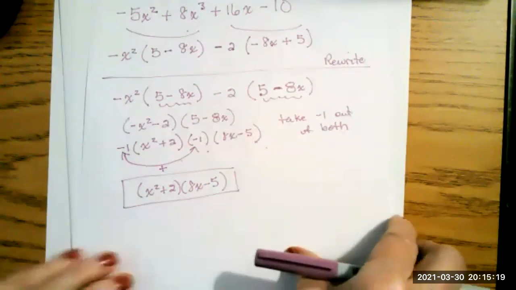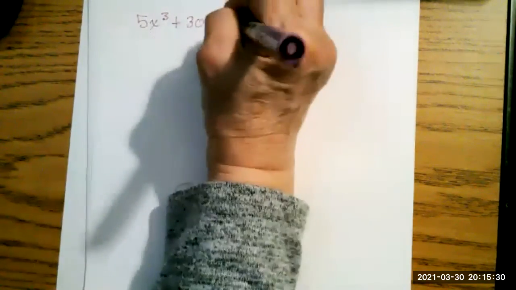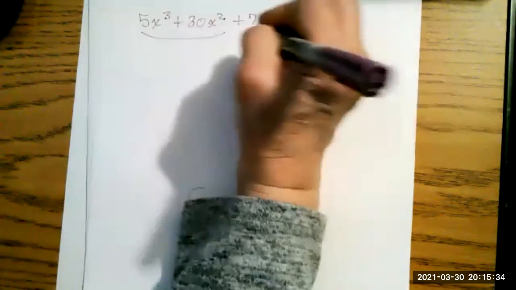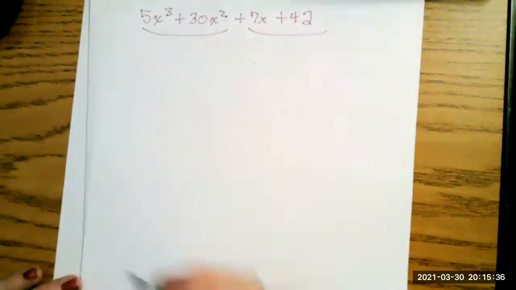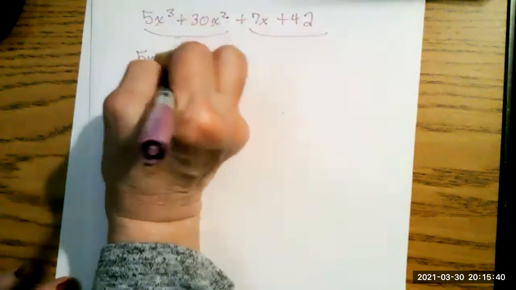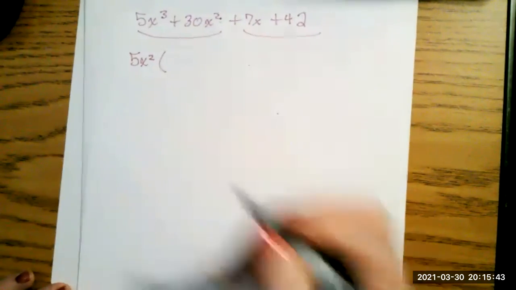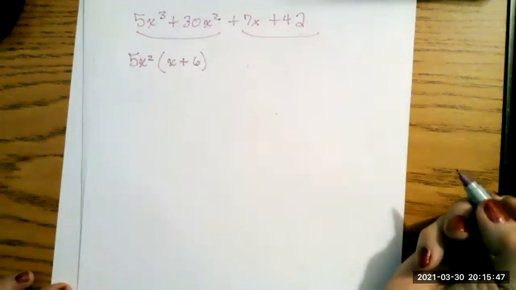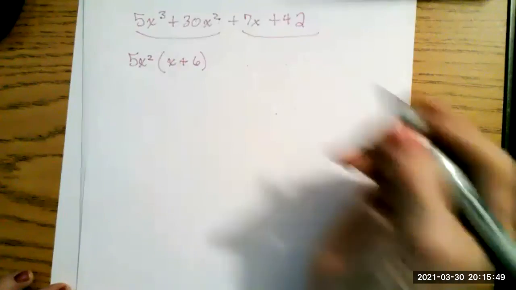All right, let's try one more and then we'll be done. This one is 5x cubed plus 30x squared plus 7x plus 42. And this is a normal one. We should not be having any trouble with it. So you take out a 5x squared and you have an x plus 6. And I'm hoping to get an x plus 6 over here on the other side.